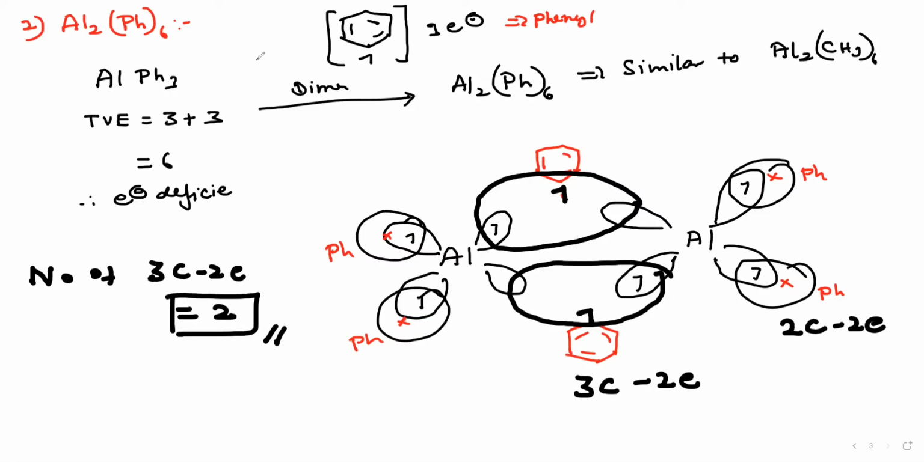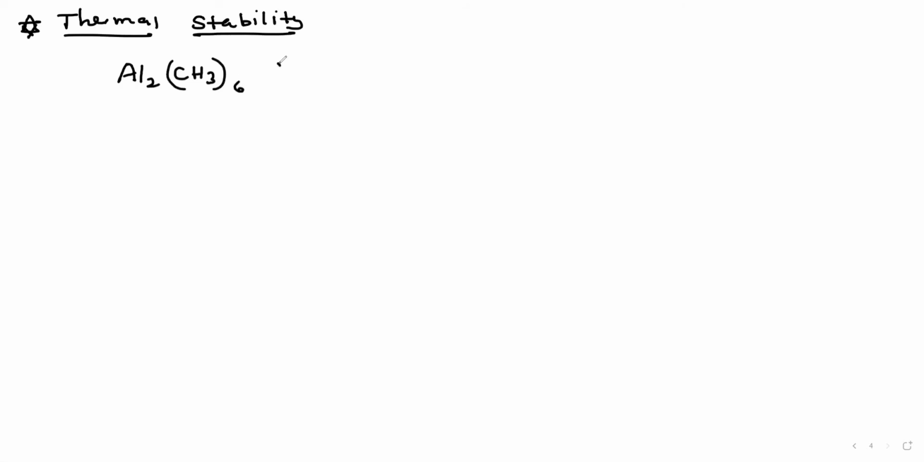Okay, now among these two molecules, Al2(CH3)6 and Al2Ph6, which is thermally more stable, I'm going to discuss now. It's very, very important. Please note. Put a star on this. This is thermal stability, a very important concept: Al2(CH3)6 versus Al2 phenyl group Ph6.